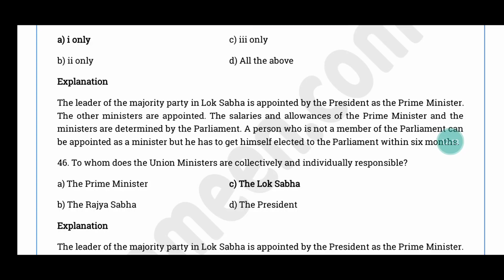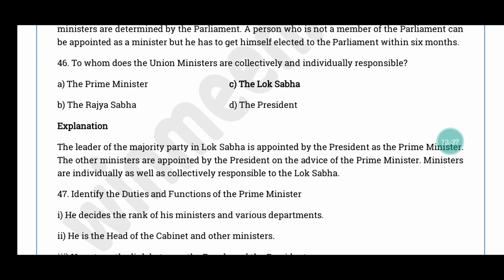The leader of a majority party, Lok Sabha, தான் appointed as Prime Minister by the President and other ministers also appointed. The salary and allowances of Prime Minister வந்து determined by the Parliament. A person who is not a member of Parliament can be appointed as a minister, but he wants to be selected himself to the Parliament within 6 months duration.